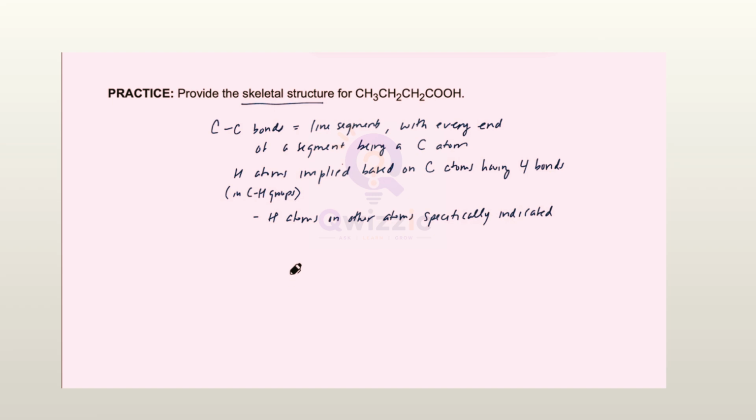So let's look at the condensed structure we're given. First, let's start with how many carbons do we have? We have 1, 2, 3, 4 carbons. There are no parentheses indicating no branches or repeating subunits or anything like that. So just straight 4 carbons in a main chain.